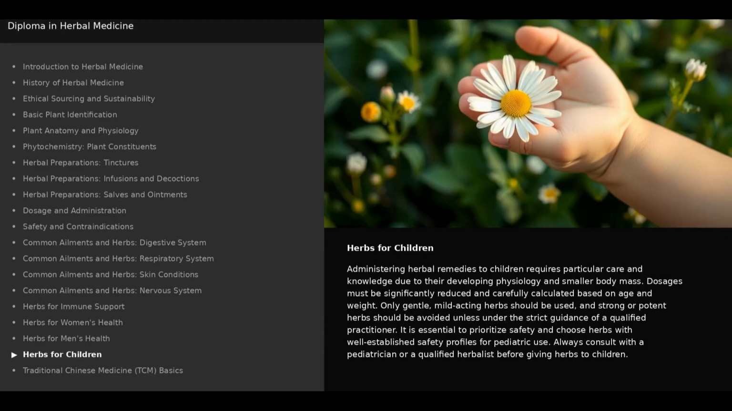Herbs for children. Administering herbal remedies to children requires particular care and knowledge due to their developing physiology and smaller body mass. Dosages must be significantly reduced and carefully calculated based on age and weight. Only gentle, mild-acting herbs should be used, and strong or potent herbs should be avoided unless under the strict guidance of a qualified practitioner. It is essential to prioritize safety and choose herbs with well-established safety profiles for pediatric use. Always consult with a pediatrician or a qualified herbalist before giving herbs to children.